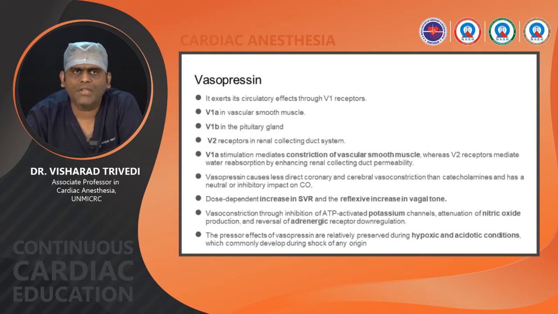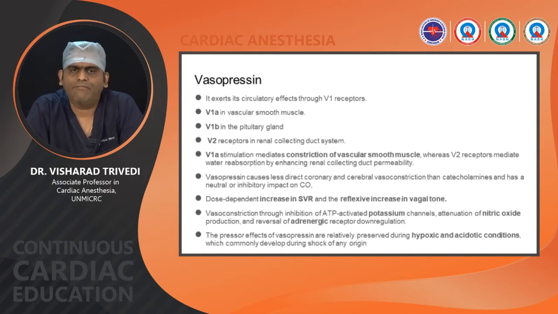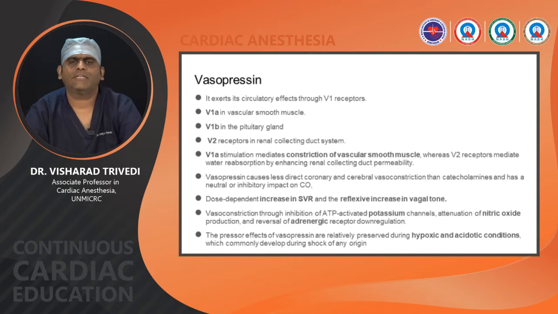renal collecting system. Vasopressin causes less direct coronary and cerebral vasoconstriction than catecholamines and has a neutral or inhibitory impact on the cardiac output. So basically, vasopressin causes a vasoconstriction that will increase the afterload, and that may hamper a failing ventricle. But in turn, if it increases the perfusion pressure of the coronary artery by just increasing the pressure, then it may improve the contractility as well. So depending on the requirement of vasopressor, it can be used.